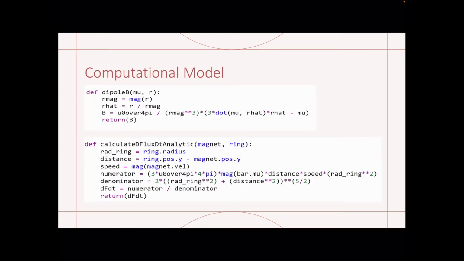To make the computational model, I added the specifications I listed previously. Here are a few of the important parts of the code. The first part is a function I will use later to calculate the magnetic field of a dipole. The next part is a function to calculate the change in flux over change in time. This is based on the equation explained in video 43.